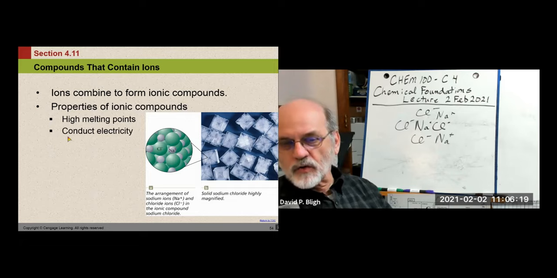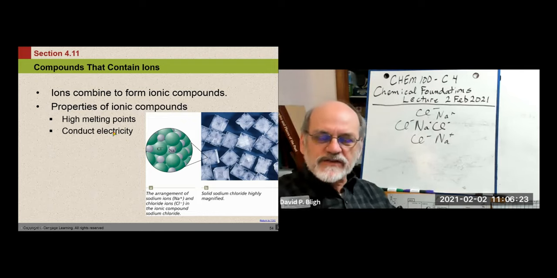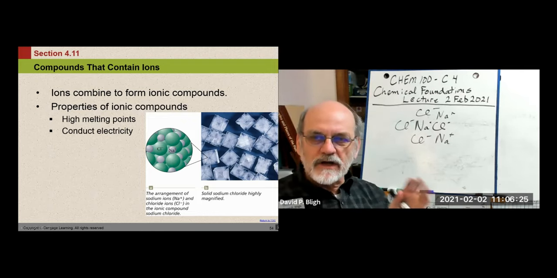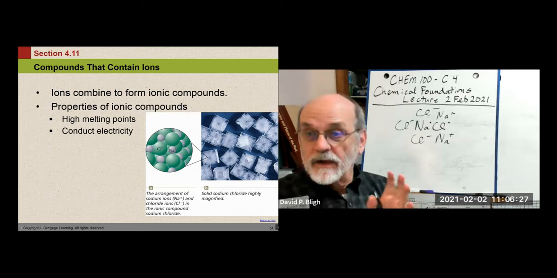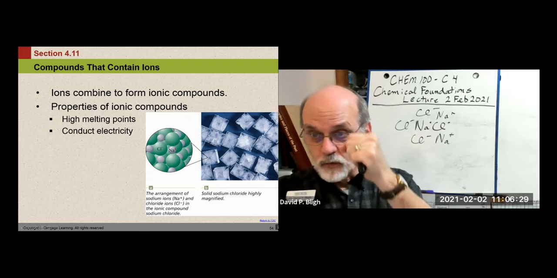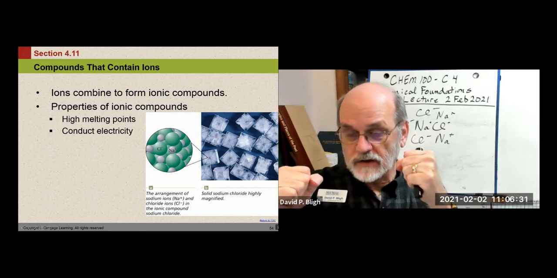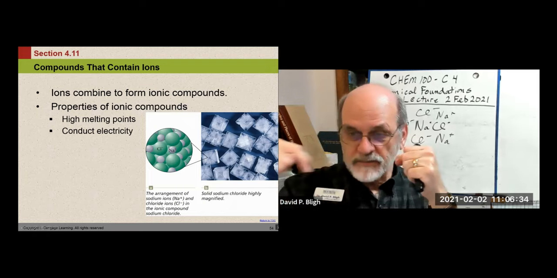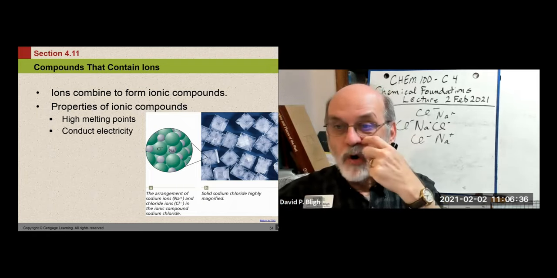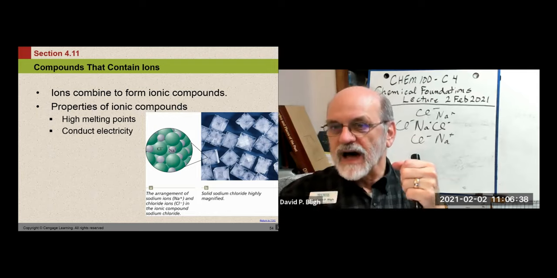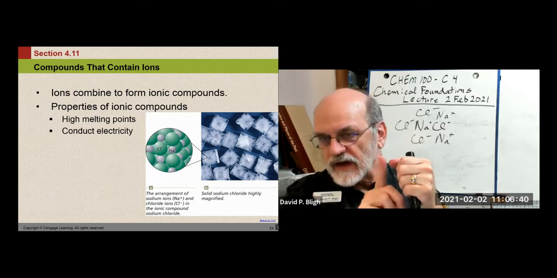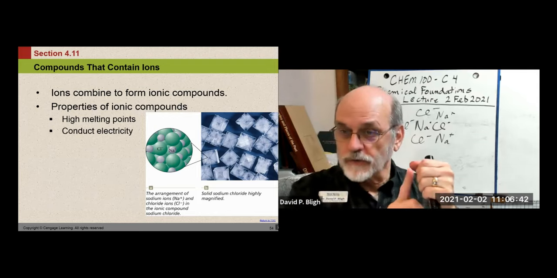Now, this needs to be qualified. Conduct electricity. Under what circumstances will an ionic compound conduct electricity? Well, in order to get electricity from going from one electrode to the other, which means conductor, whatever's in between has to be mobile. So you need ions that are mobile from one to the other that will carry the charge for you.